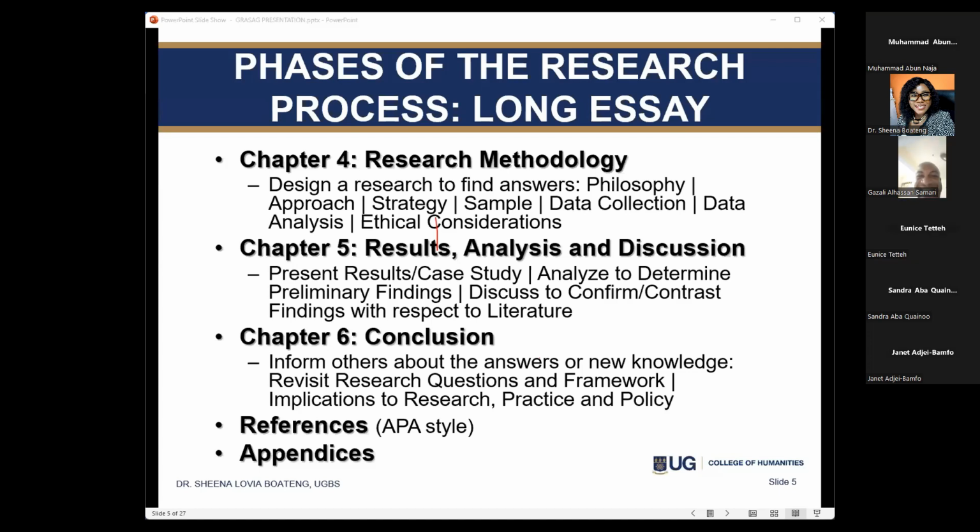Doc, is APA the same as OSCOLA? No, it's not the same. I see. We are asked to go by OSCOLA.